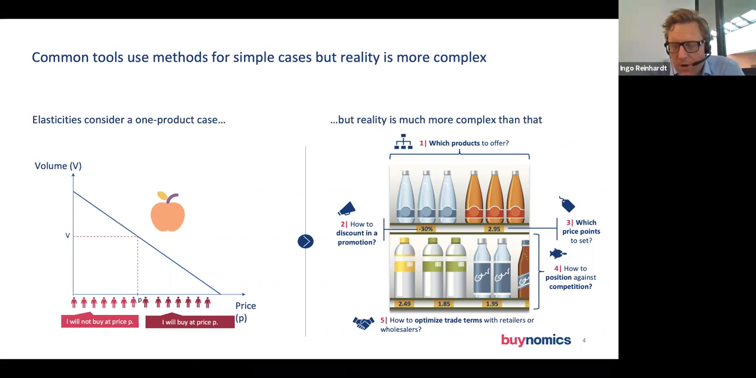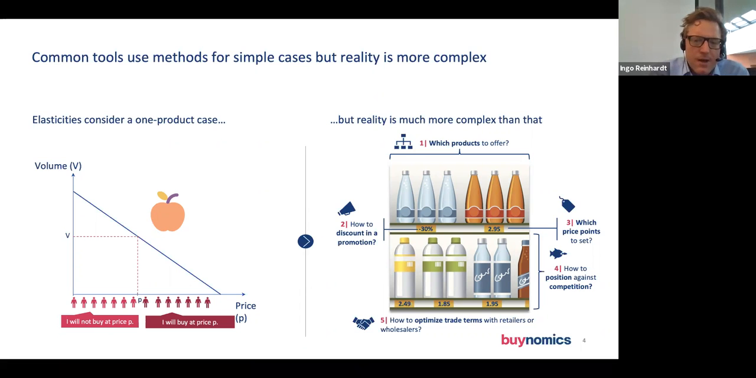And what we found, and this is also why we founded Buynomics, is that a proper tool is missing that's capable of managing the complexity of the real world, where you have a complex product portfolio, you have complex promotion decisions, for example, what products to have in a promotion, how much to promote, how often to promote, in what type, and so on, and how to map the trade terms to that complexity.